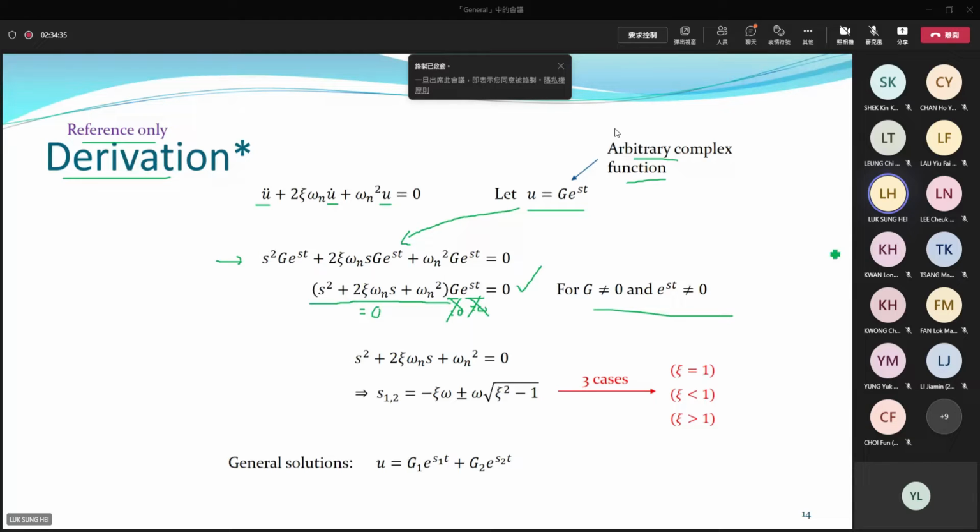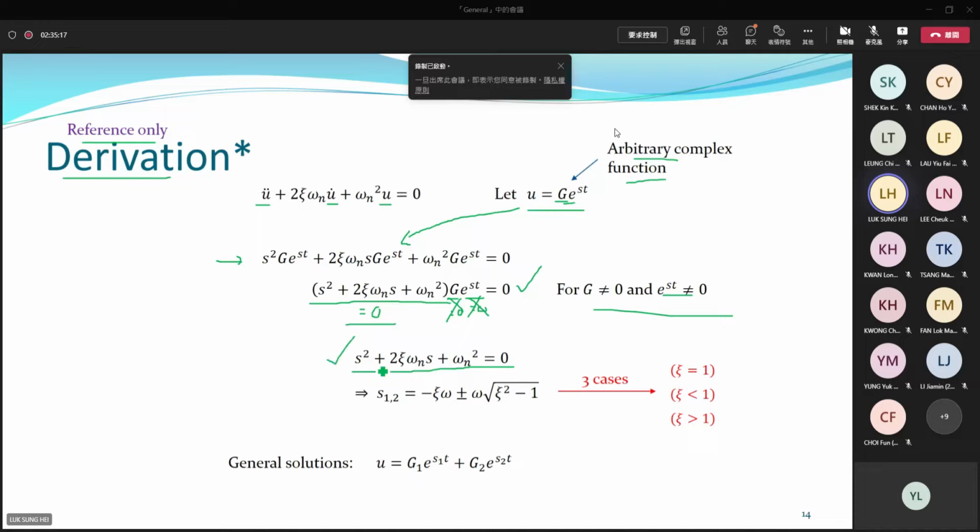g equal to 0 means what? g equal to 0 means u equal to 0. No movement. No movement is not our interest, right? Otherwise, nothing to do, right? If g equals 0, then u equals 0, which means we are talking about at rest. At rest is not our interest. Similarly, e^(st) equal to 0 again gives you 0 displacement, not our interest. We want to talk about something that will move. That's why only the first scenario has to be considered. The first term equals 0. Yeah, this is mathematics, right? That's why we turn that into a reference.